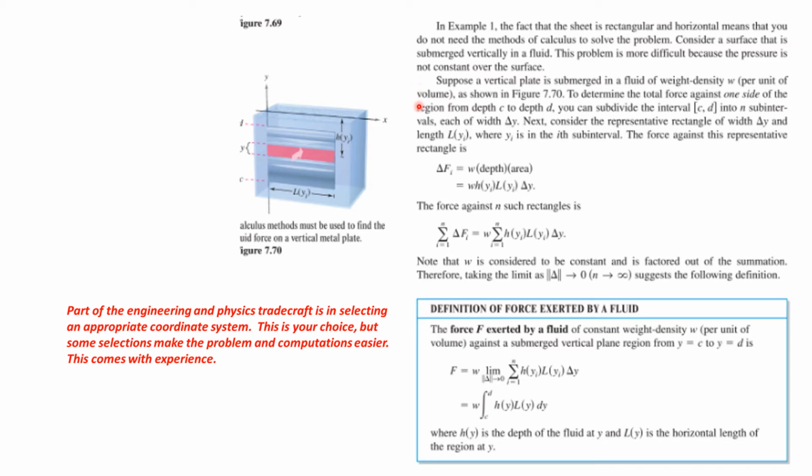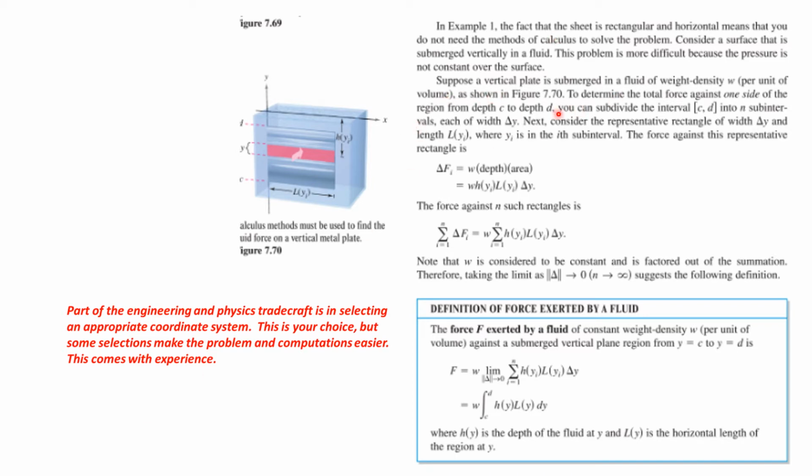So suppose a vertical plate is submerged in a fluid with weight density W. Now notice we are using W now for that, as shown in the picture. So here's the fluid, you're submerging it, and so forth. By the way, part of the engineering and physics tradecraft is in selecting an appropriate coordinate system. This is your choice, but some selections make the problem and computations easier. This comes with experience. As always, you should do a bunch of problems.